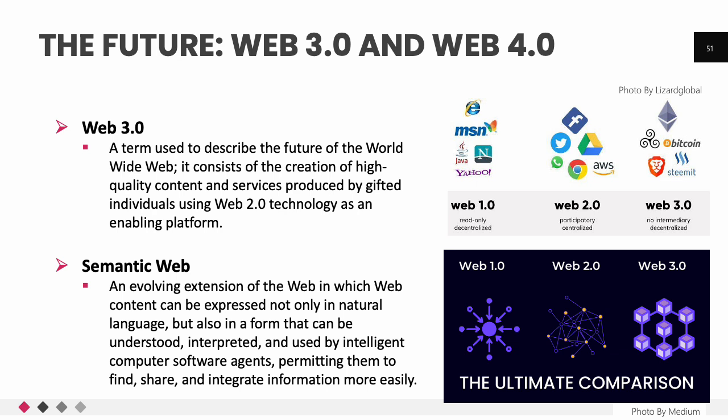Imagine the internet not just as a collection of pages, but as a giant database of interconnected information that computers can understand. Right now, computers are good at finding keywords. The semantic web wants computers to understand the meaning of those words and the relationship between them.